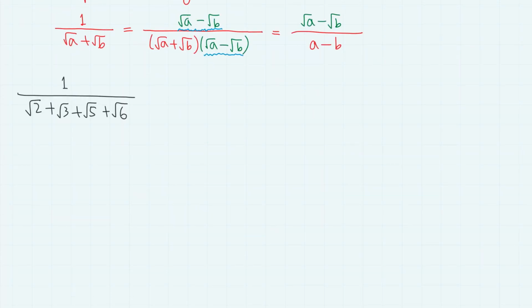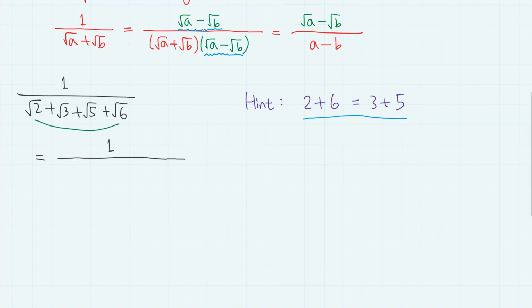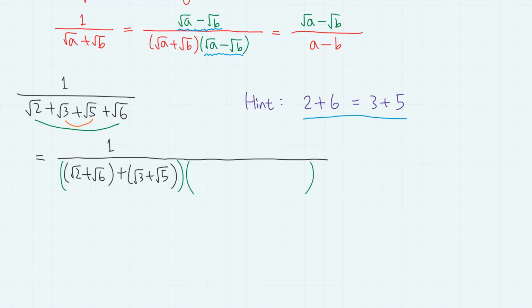But we have 4 radical terms instead of 2, so we first group these terms by 2. And in order to utilize the hint that 2 plus 6 is equal to 3 plus 5, we group like square root of 2 plus square root of 6 and square root of 3 plus square root of 5. Then we can multiply square root of 2 plus square root of 6 minus square root of 3 plus square root of 5 on both numerator and denominator.